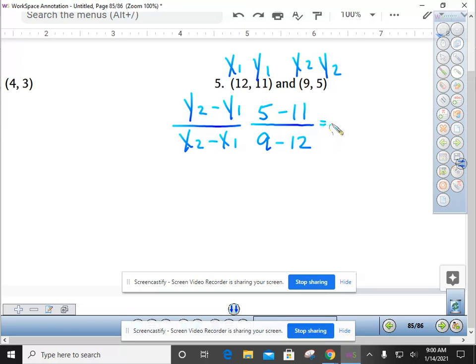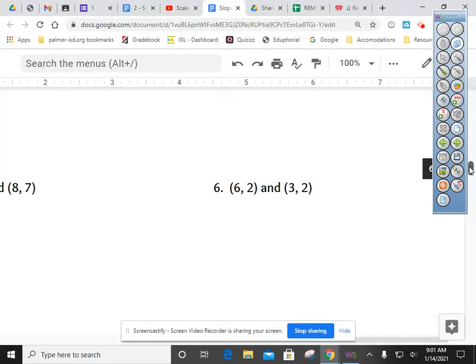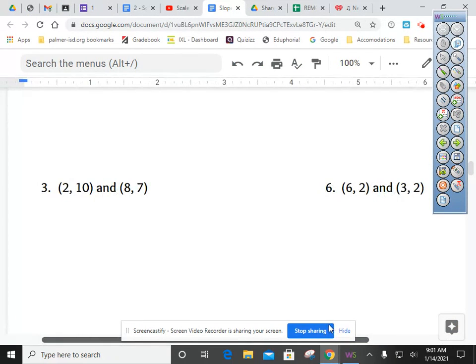Perfect. What is 5 minus 11? Negative 6. What is 9 minus 12? Negative 3. Is that lowest form? No. I need you guys to come to a consensus. What's the answer? It's 2. Negative 6 divided by negative 3 is 2. Okay, awesome. So then we go to number 3.